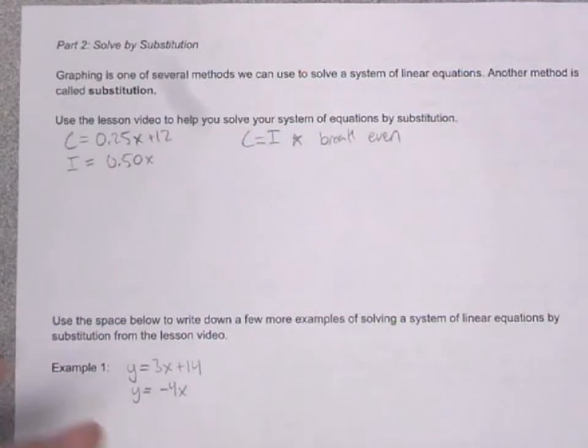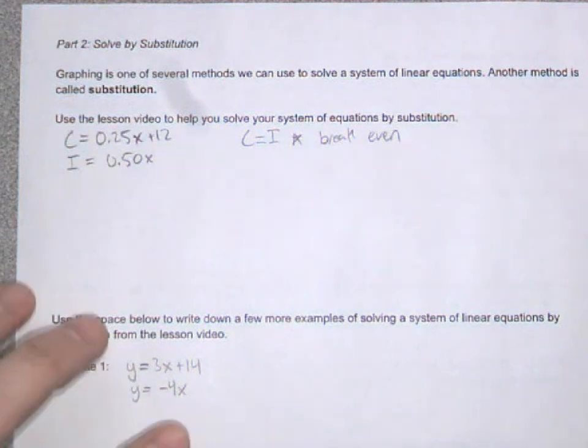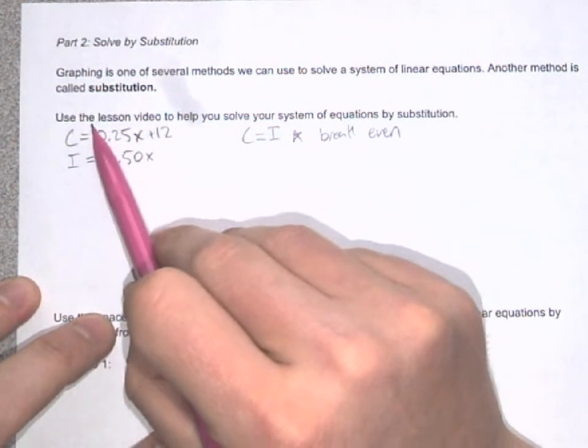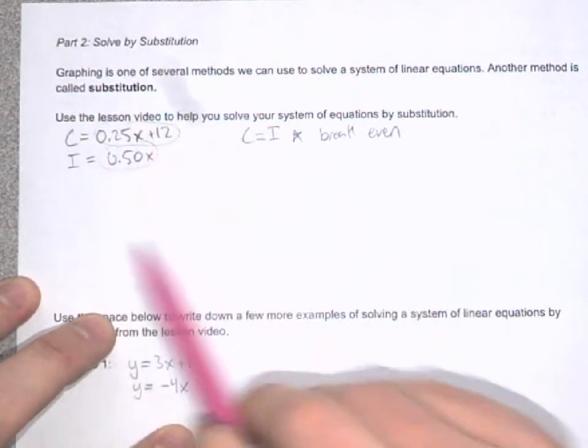And it's kind of like this intersection point that we were talking about earlier. So what we would do algebraically is we would just take this one and set it equal to this one, right?